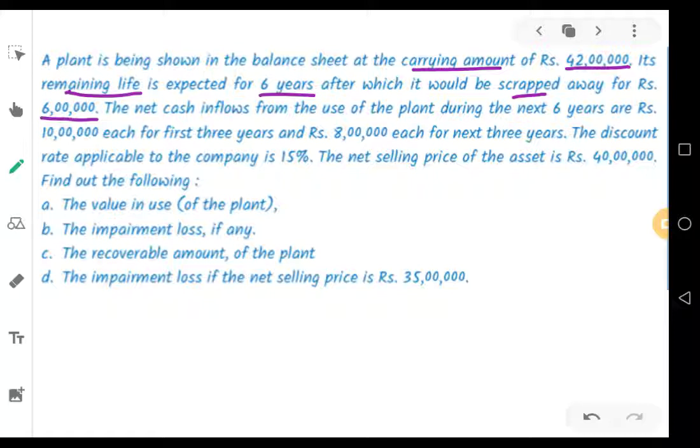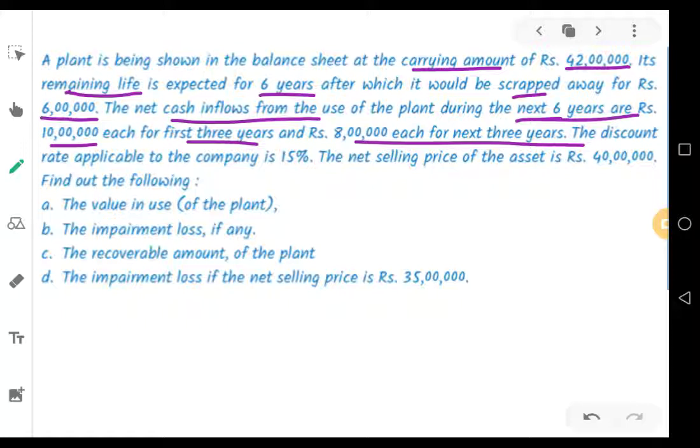The net cash inflows from the use of the plant during the next 6 years. Cash inflows are given to calculate value in use. For the coming future 6 years the cash flows are 10 lakhs for the first 3 years and 8 lakhs for the next 3 years. So first 3 years they will be getting 10 lakhs, 10 lakhs, 10 lakhs, and after that they will be getting 8 lakhs each for the next 3 years.